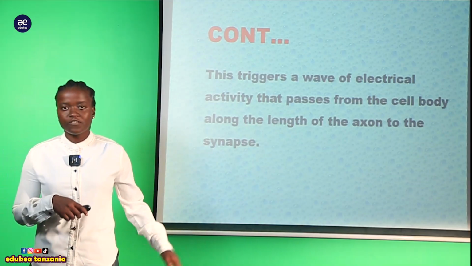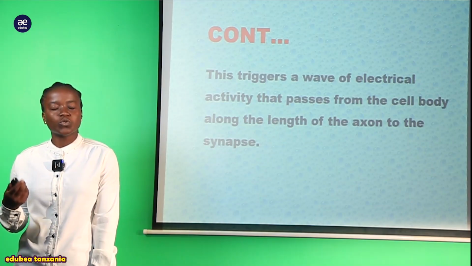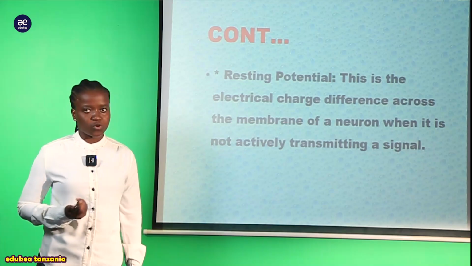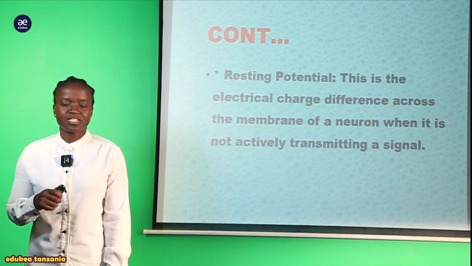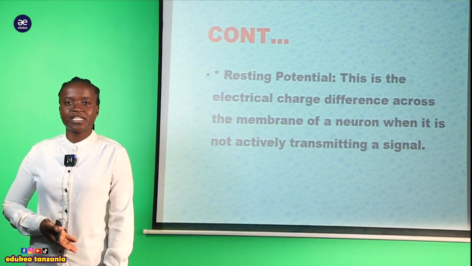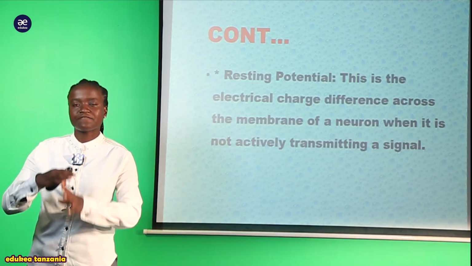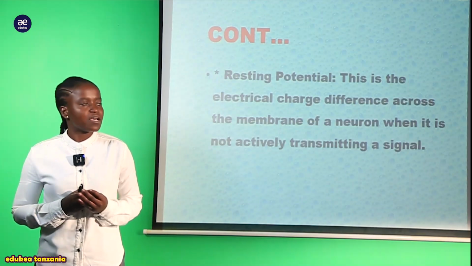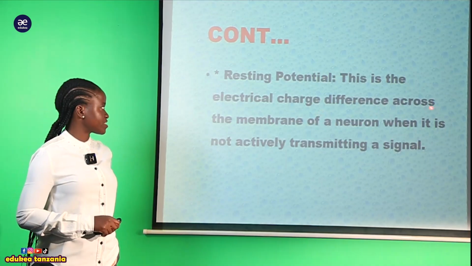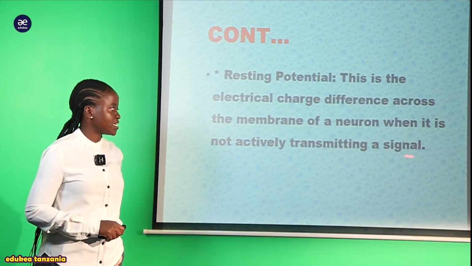So before we finish, also we have to know something that is very important and very crucial in transmission of impulse. And this is called the resting potential. What is this resting potential? That we're going to see later on in the next session. Also, we have to have that prior understanding of what this is. So now we are saying that this resting potential is the electrical difference across the membrane of the neuron when it is not actively transmitting a signal.